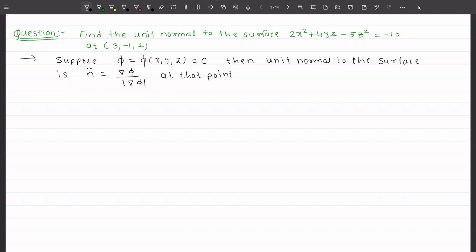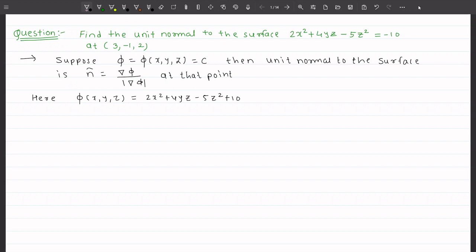Right? Now here, what is the φ function given? φ(x, y, z) is 2x² + 4yz - 5z² + 10. Correct? So this is our φ given. Now we need to calculate the gradient of φ and the length of the gradient of φ. Then we can define the n cap.